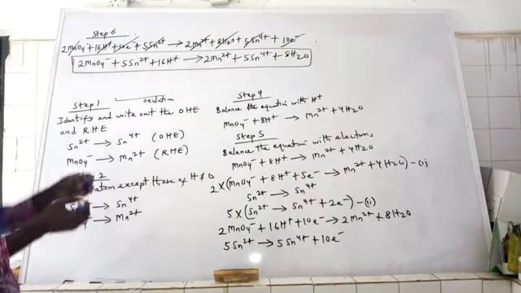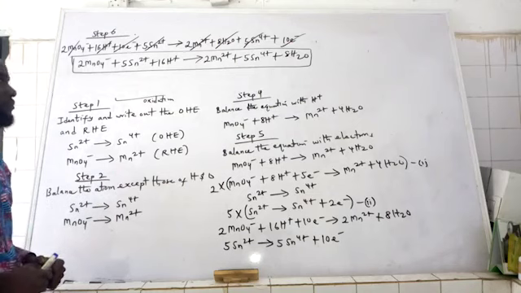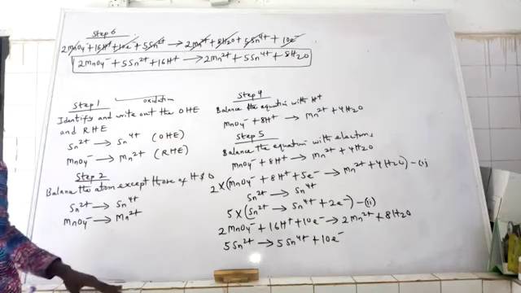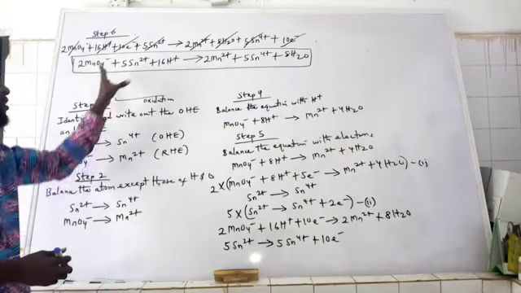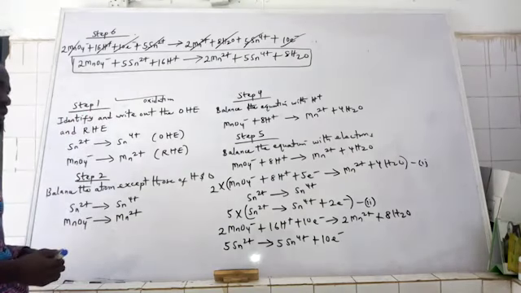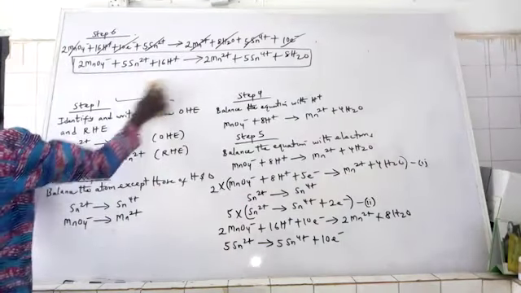So I've been able to balance this in what? Acidic medium. Just 6 steps, and this is as simple as that. Now, I need to check if this is truly balanced, so that I wouldn't be having any problem. Okay? So now let's check.